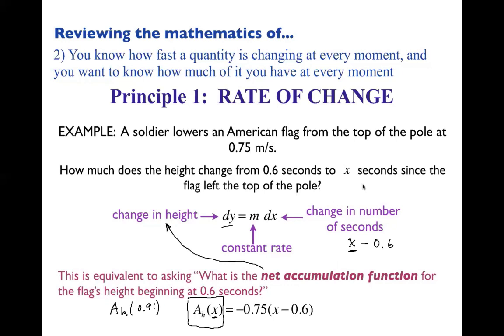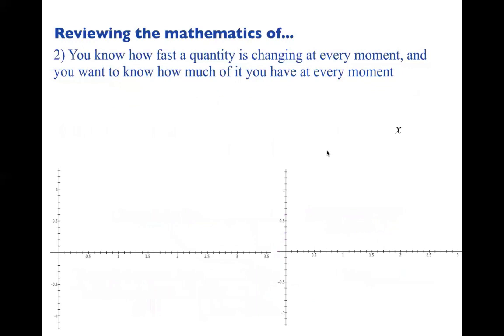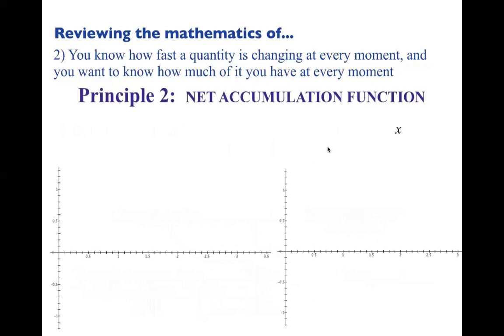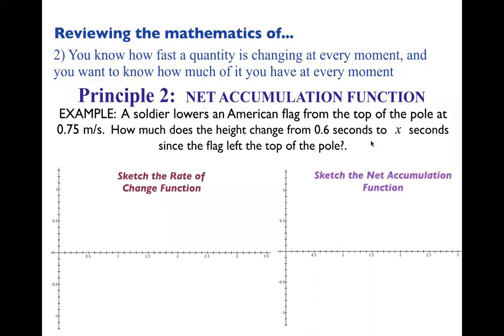All right, so let's look at graphing. This is the second principle. The first principle was rate of change, or constant rate of change. The second principle is net accumulation function. So we've got that same scenario that we just had, and I want to sketch the rate of change function and the net accumulation function, specifically starting from 0.6 seconds.